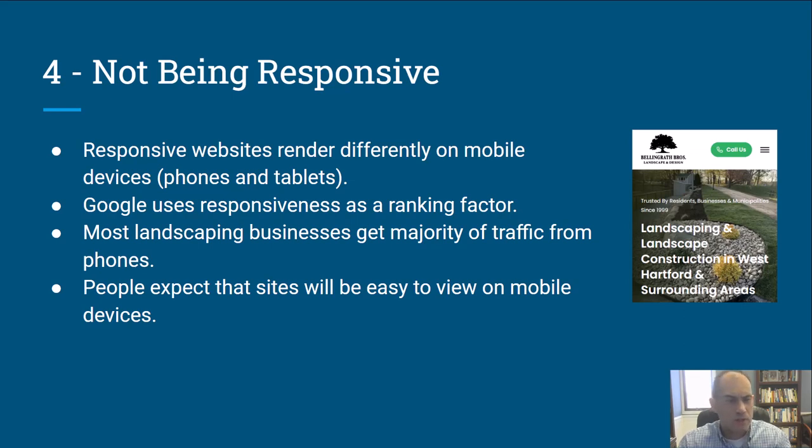The web page basically just reorganizes so that the information is displayed more optimally for mobile devices, for phones and tablets. Google uses responsiveness as a ranking factor. And since most landscaping businesses are going to get a good chunk, if not the majority, of their traffic from phones, you want to make sure that people have as good an experience browsing your website on a mobile phone as they would on a desktop computer. And people really just expect that sites are going to be easy to view on a mobile device.